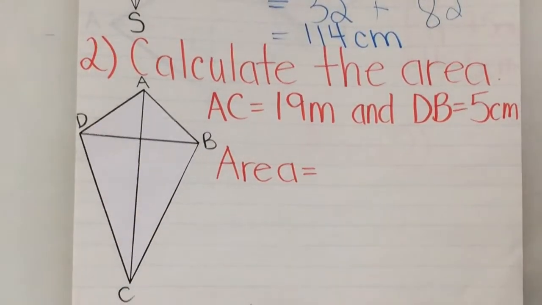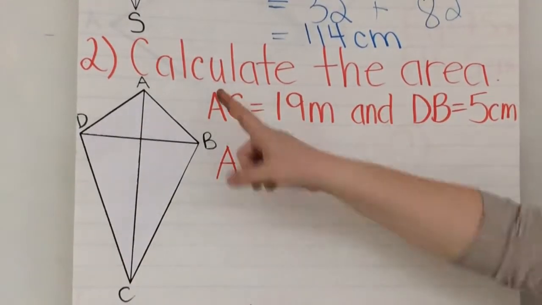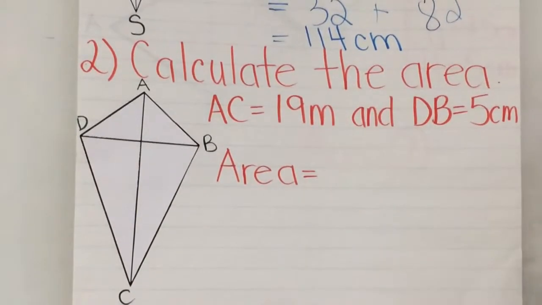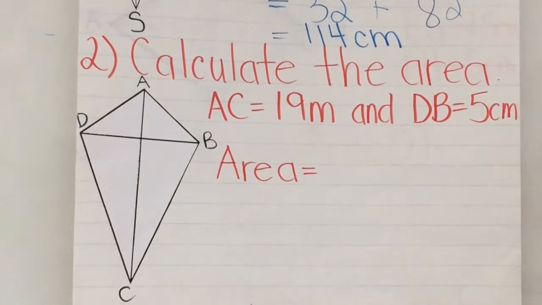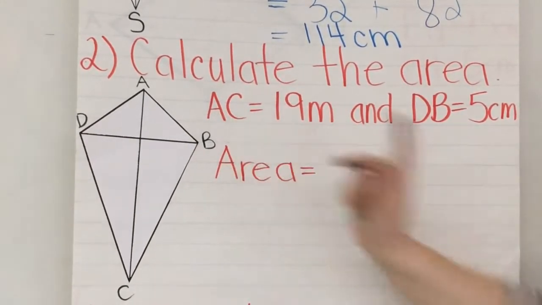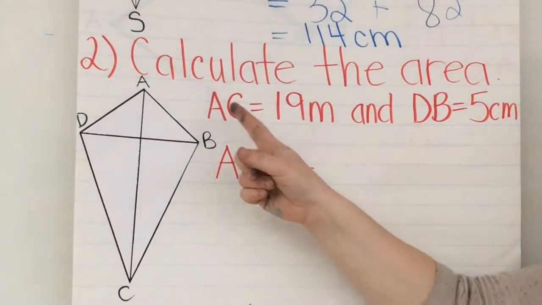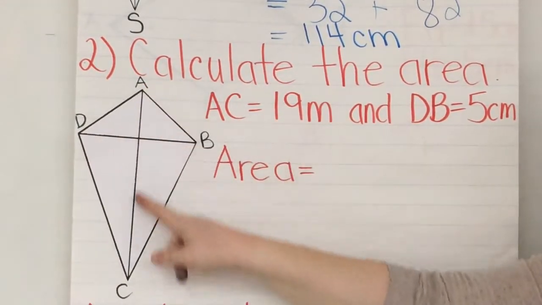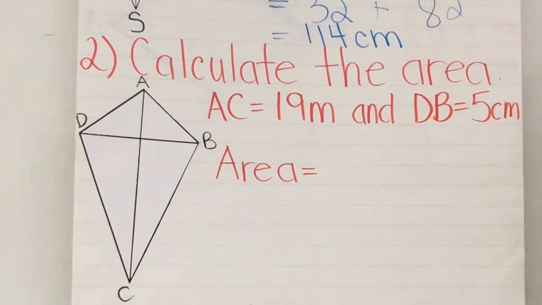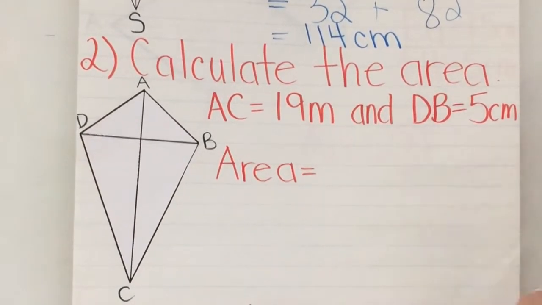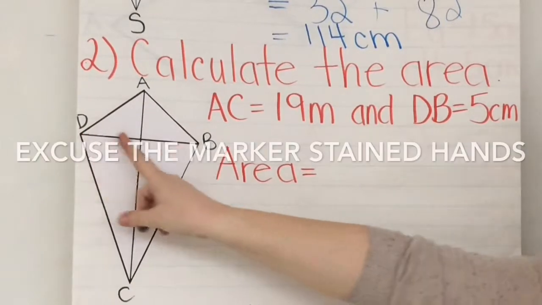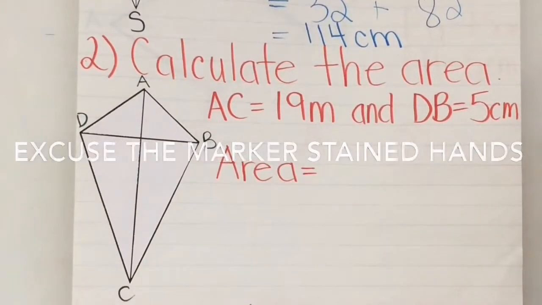The next shape I have is a kite shape again, but this time they're asking me to calculate the area. Now remember before in the video when I told you that they're going to give you the diagonal distance between two corners using the letters at the top of the question? Well, this is an example of it. It says from A to C. Now when you see two letters together, that means the distance between them. It says here from A to C, so A all the way to C, the distance is 19 meters. And from D to B, which is this distance from here all the way to here, is 5 centimeters.